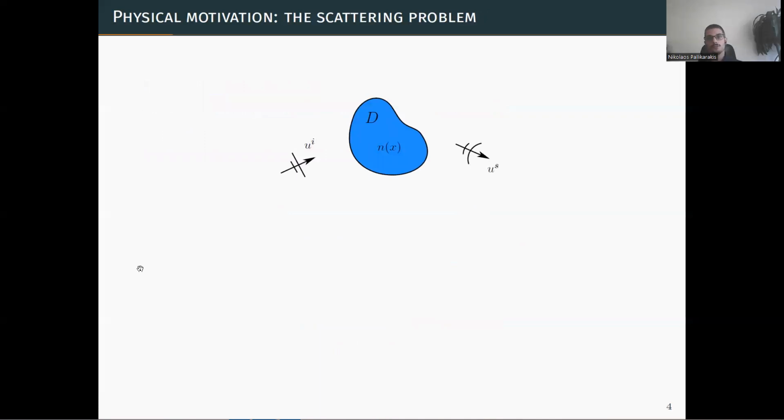Let us now see the scattering problem. So we assume that we are in vacuum, and we have a non-homogeneous medium inside the vacuum, which is denoted with this medium D, which has a refractive index denoted with n of x, and this is an inhomogeneous medium which is isotropic. And when we have an incident field traveling through the medium, when this field meets the inhomogeneity, it scatters and gives us a scattered field.